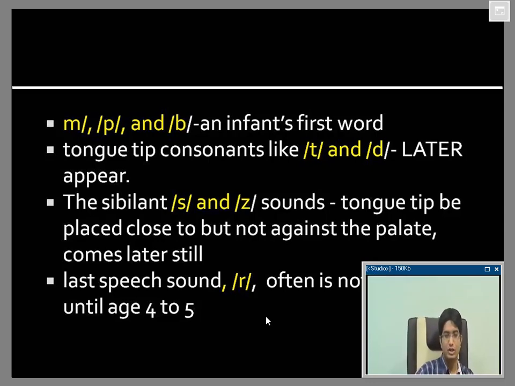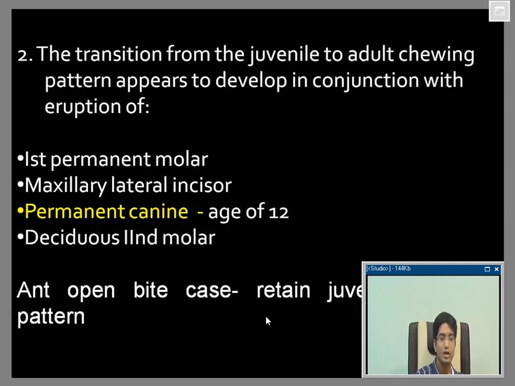Any doubt you can ask me in the chat box so that I can reply to everything. Okay. Any doubt on this question? I think it was the simplest one. Everybody knows the first sound of an infant. It is M, P and B.